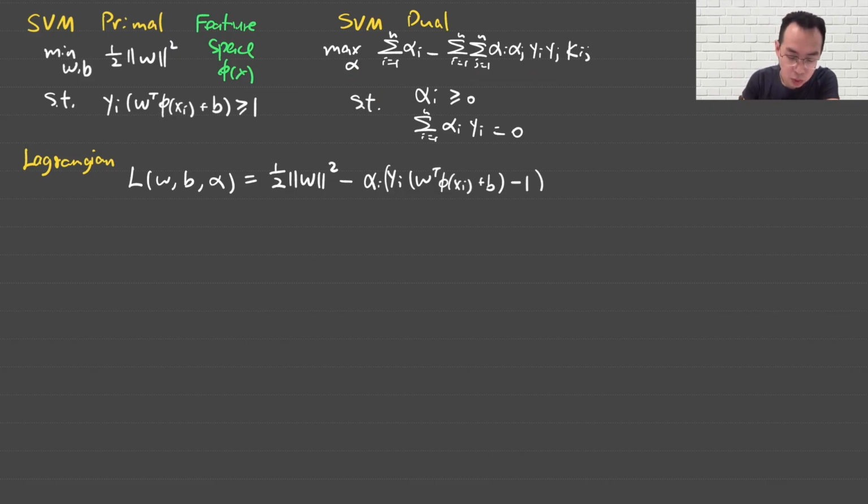Okay, now let me also write down the KKT conditions for the SVM to see what happens here. Note here we already have two KKT conditions. This is the primal feasibility, and here is the dual feasibility. I'm not going to write these two conditions down once more. There are four conditions, so I'm just going to write the other two. The first one is stationarity.